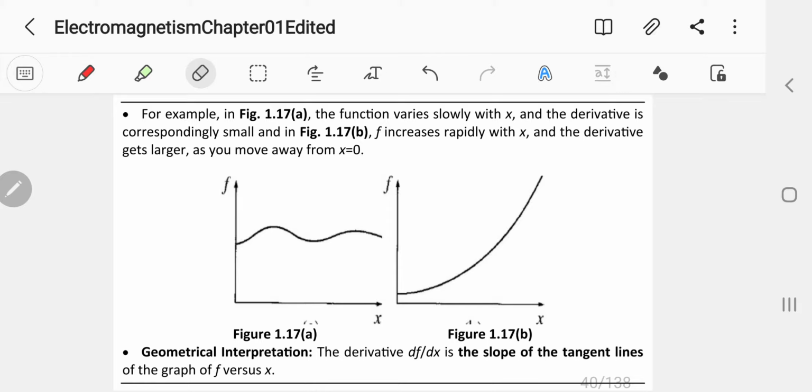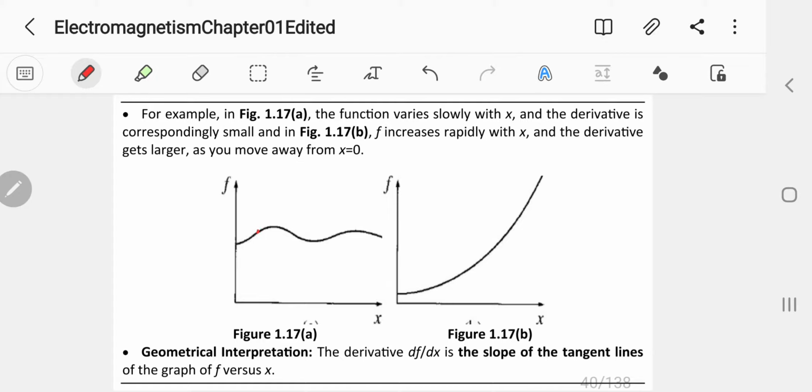So here in 1.17a, the function varies slowly with x, but in 1.17b, the function increases rapidly with x. And of course here, the derivative gets larger as you move away from x equal to 0.